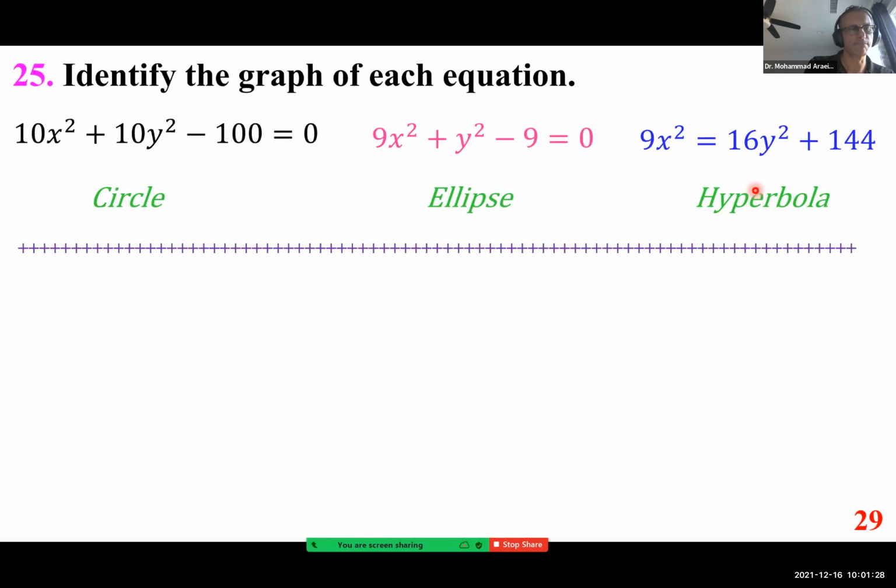In other words, these two are identical. This is number 1. It's not. And this is 9x squared minus 16y squared. They are opposites. That's why.